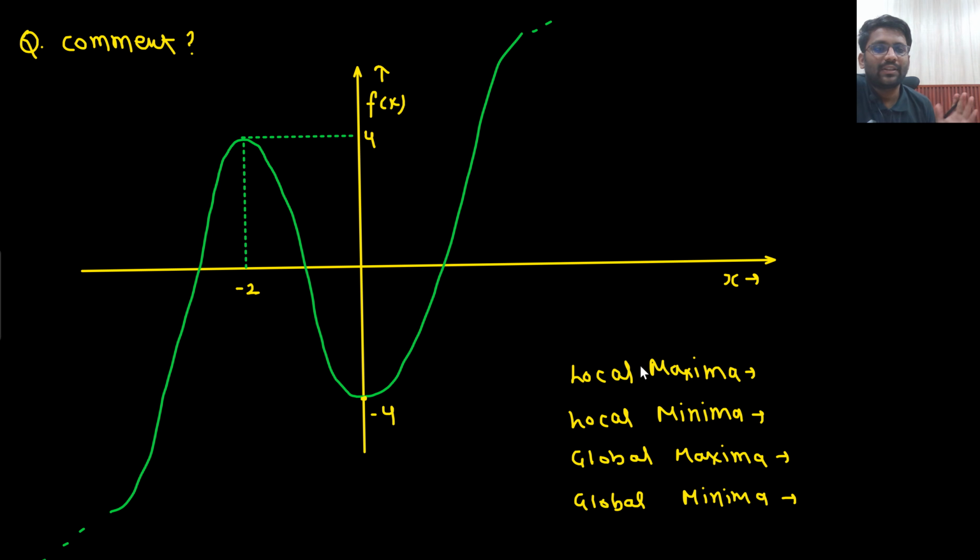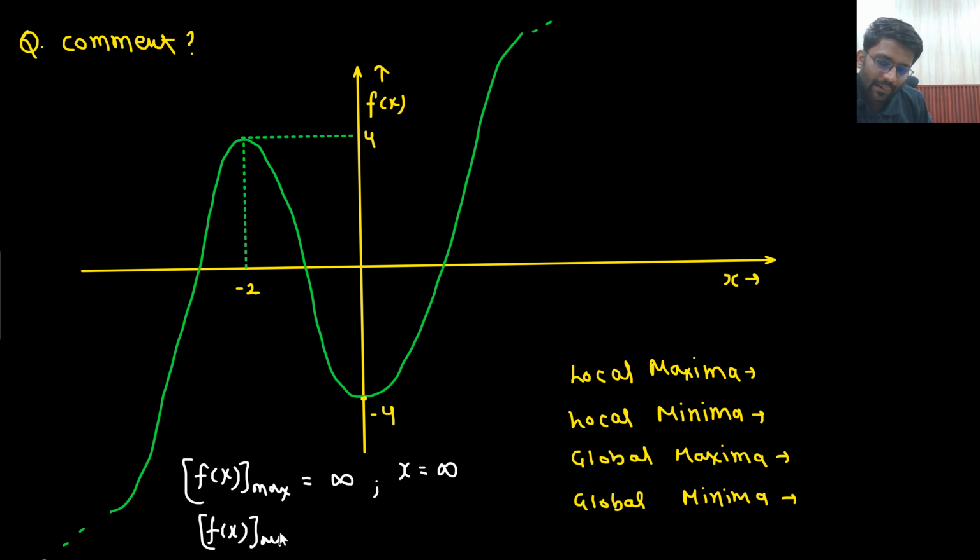If we are talking about global maxima and global minima, what is the maximum value of f(x) here? That is nothing but infinity. The graph is going till infinity, and where it is occurring, the dots you are showing mean it is occurring at x equals infinity. And what is the minimum value of f(x)? The graph is going towards negative infinity, on the negative hand side. So what is your global maxima? Global maxima is at infinity. What is your global minima? That is at minus infinity.